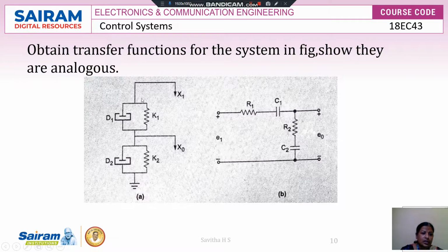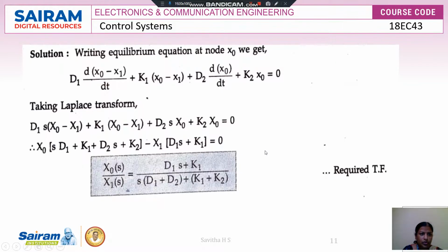Here you can see the node x1 we have taken because the damper and the spring should not be connected together. So here also one more node I need to take, and here they have given the electrical system. Now we write the equilibrium expression as d1 into d(x0 minus x1)/dt plus k1 (x0 minus x1) plus d2 dx0/dt plus k2 into x0 is equal to 0. For this expression I need to take the Laplace transform. So d1 s into (x0 minus x1) plus k1 (x0 minus x1) plus d2 s x0 plus k2 x0 is equal to 0. Now I'll take the x0 term as common.